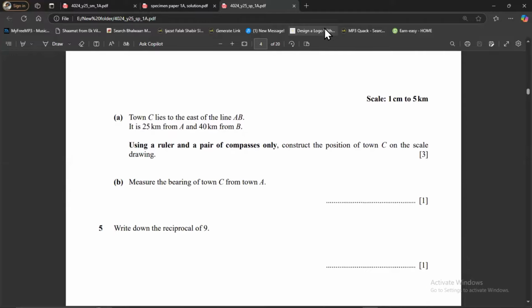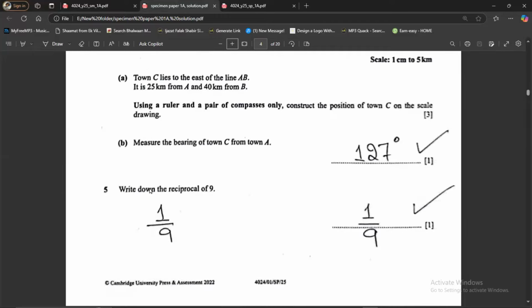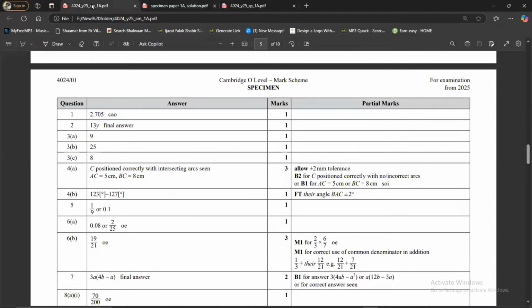The B part is measure the bearing of the town C from the town A. So they want me to measure the bearing of the C from A. From A means on the A we have the north, and from that north I will go clockwise to the AC line, and I will check how much is this angle, and that will be the bearing of the C from A. So when I use my protractor, I measured that bearing, the angle clockwise going from the north on the A to the AC line, and that angle is 127 degrees. So 127 degrees.